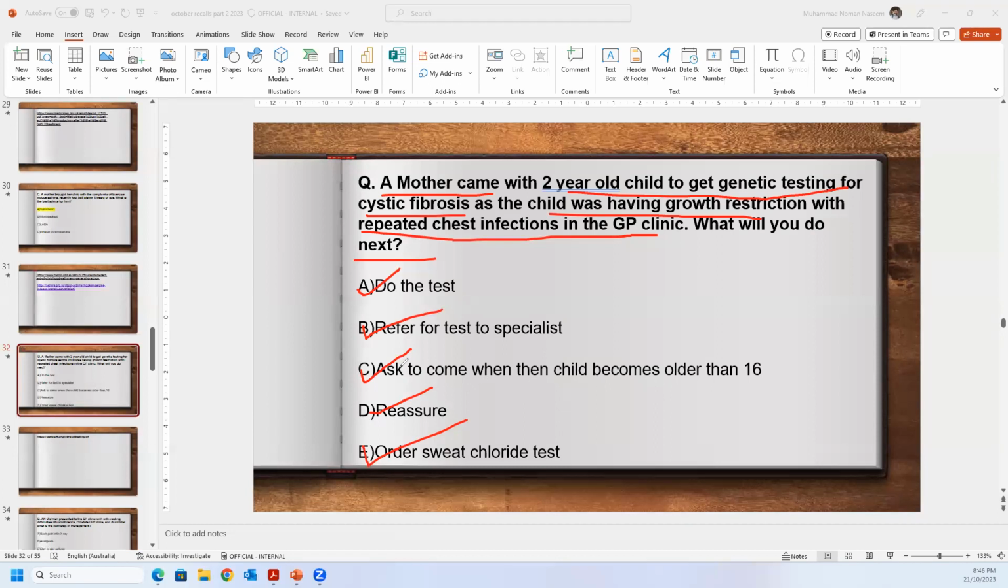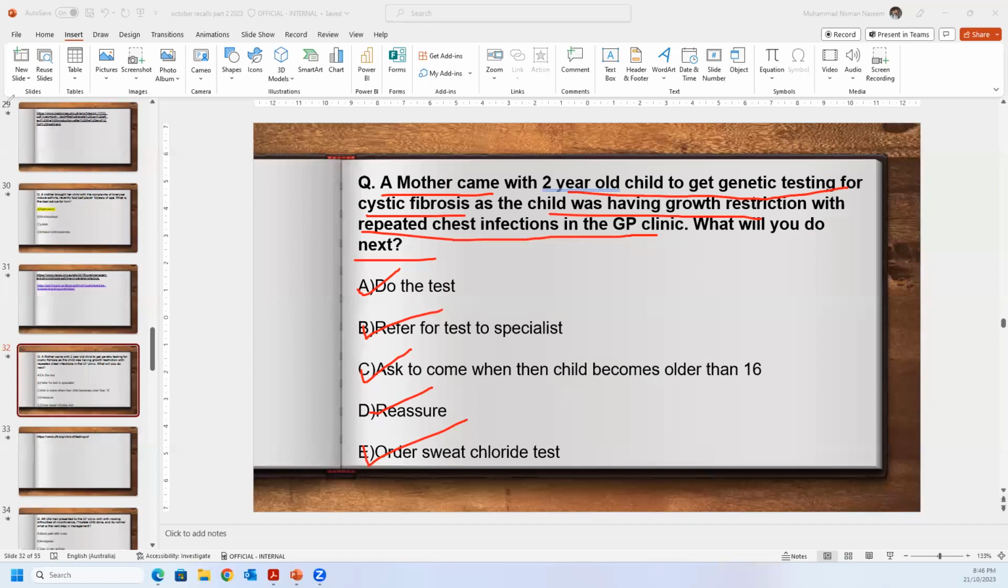Whenever a patient is suspected of having cystic fibrosis, we don't jump to a genetic test first because, number one, it's very expensive. Number two, it's not covered by Medicare. You need to have a specialist referral and a certain age to qualify. A GP cannot order genetic testing for cystic fibrosis. It has to be ordered by a specialist, for example, our respiratory pediatrician.